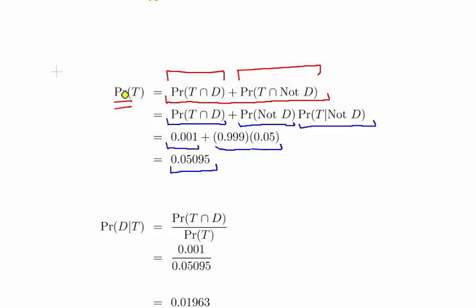A key skill here is being able to decompose probabilities like that into two component terms. If you have tested positive, you either do have the disease or you don't, and there are no other possibilities. Between the two cases, we have 100% of all the positive tests. It's what we say, it's exhaustive.